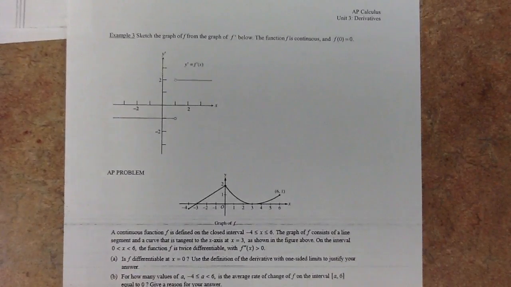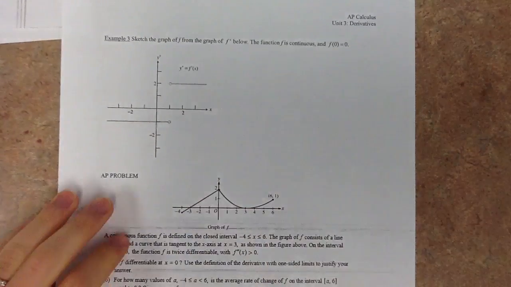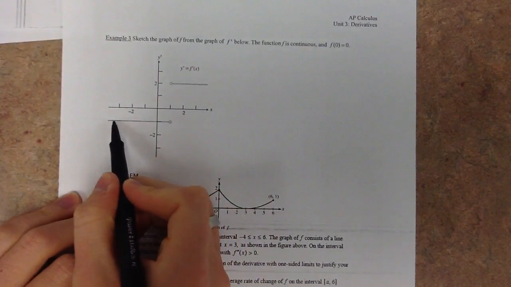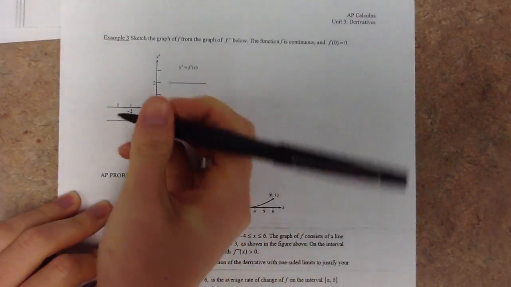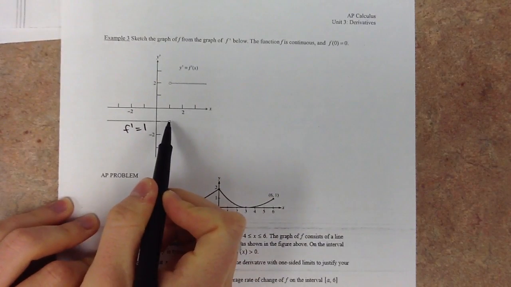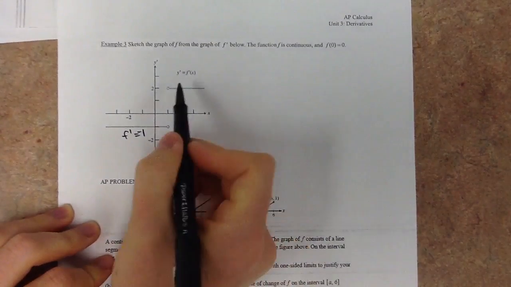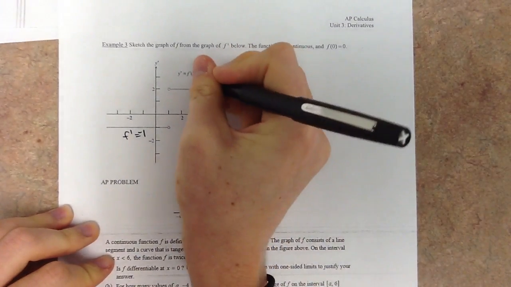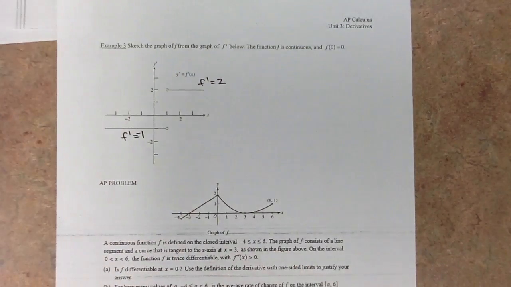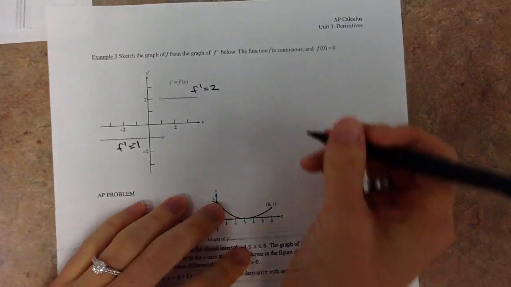Okay, so last little thing we're going to do is sketch the graph of f from the graph of f prime. So this is a little tricky. This is f prime, that's my derivative. So this says, at this point right here, my derivative is -1. So f prime equals -1. That means anywhere to the left of 1, my derivative is going to be -1. And then up here, my slope is 2. So that means anywhere from the point x equals 1 to the right, my slope is going to be 2.